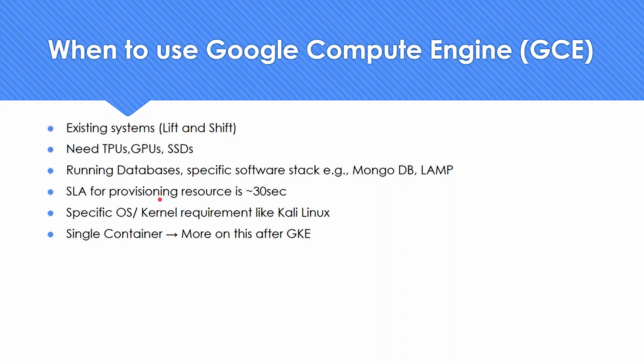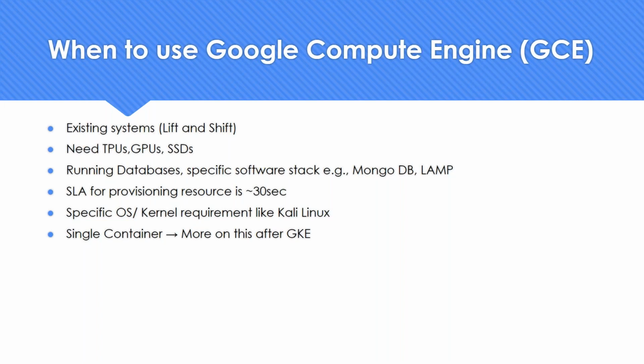If your SLA, service level agreement, for provisioning a resource is less than 30 seconds, a virtual machine is a good choice. Later we will see this SLA may drop to a few milliseconds. At that time, we have different products in GCP called App Engine, Cloud Run, and so on. We will look into that. But at this high level, I would say a virtual machine is a good choice.